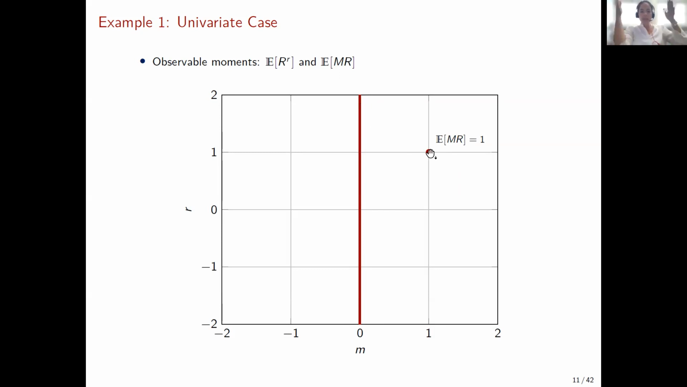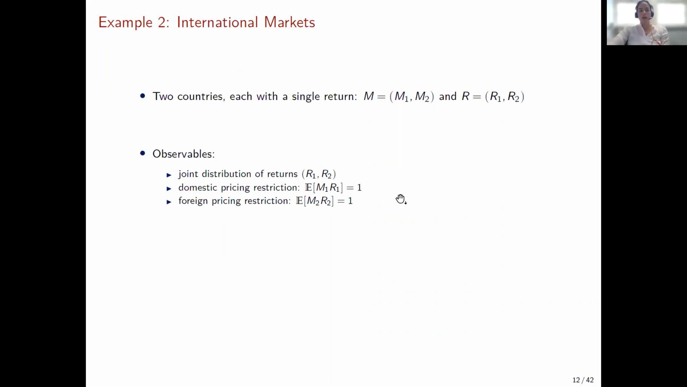So what we want to do in this paper is take these observables, which are the red line and the red dot, and bound the unobservable moments using these observables. We derive upper and lower bounds using the set of observables. Okay, so this was nothing new, the univariate case. The next example is the international example, which is more interesting because it really extends the literature.